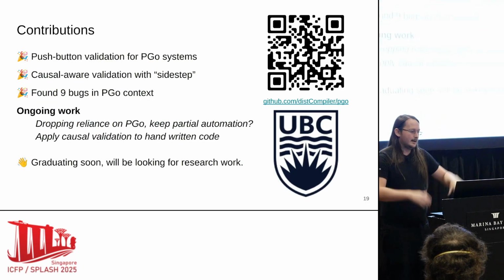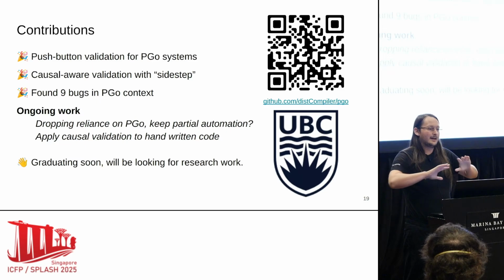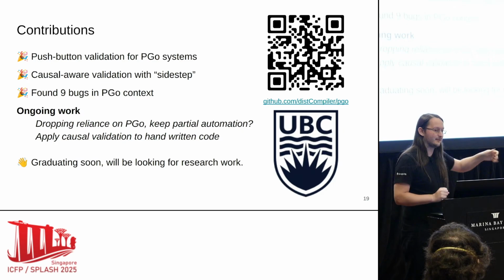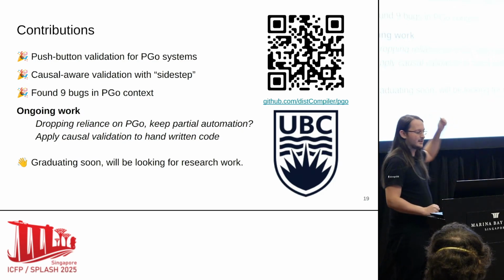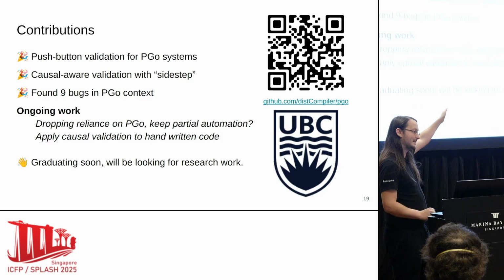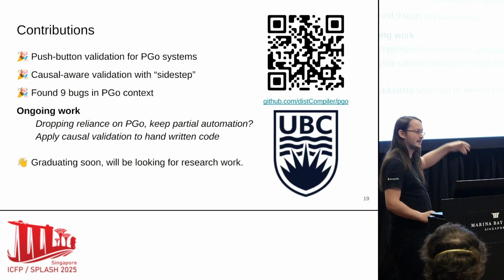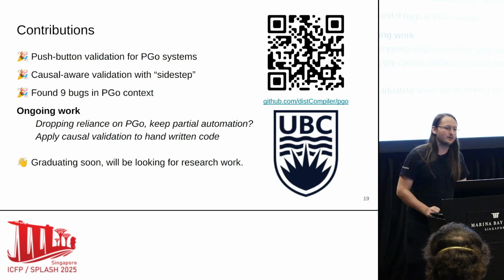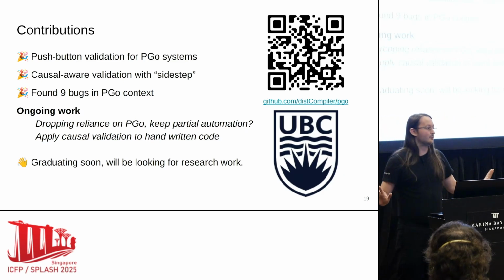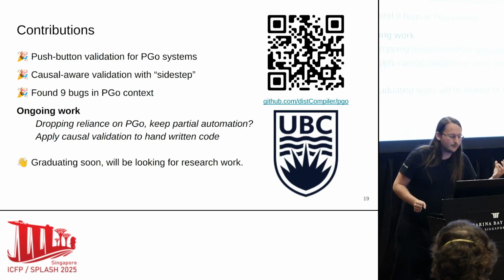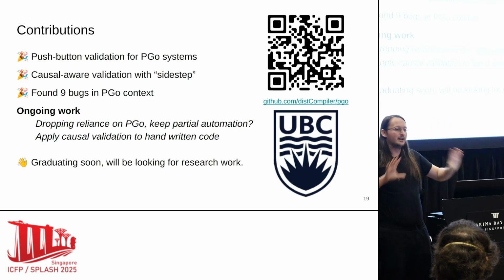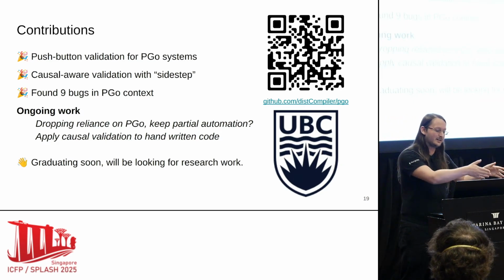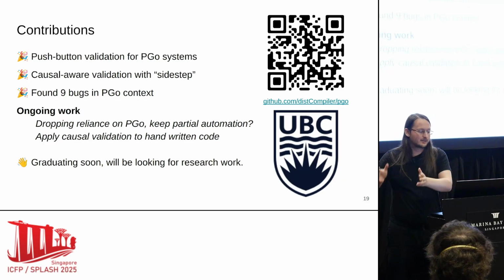In summary, that's basically all I had time to tell you about. We have a push-button validation system for Pigo. Feel free to ask me for details. We have this causal-aware validation and sidestep technique, which I think is interesting and I've spent most of my time telling you about. We found 9 bugs in the Pigo context, and you're welcome to ask me more about those. Our ongoing work is about trying to reduce the reliance on Pigo and apply to other systems, especially applying this causal validation technique to handwritten code.